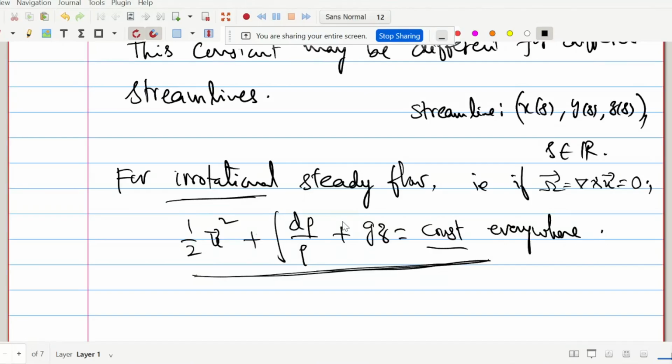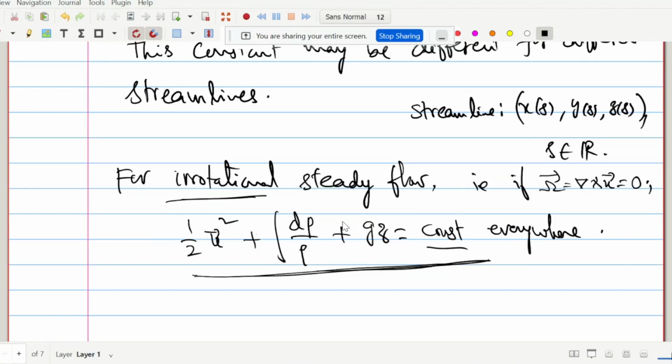In the simplest terms, you consider that rho is constant, for any incompressible fluid or any fluid. Then rho comes out, and the integral dp is nothing but simply p, so p by rho only you're going to put. So u square by 2 plus p by rho plus gz equals constant. Along the streamlines, you have different constants. That term is the Bernoulli function. That's what you have seen in the last class.